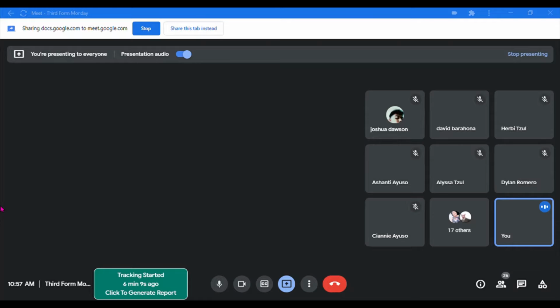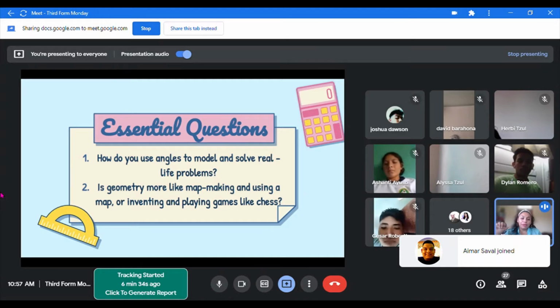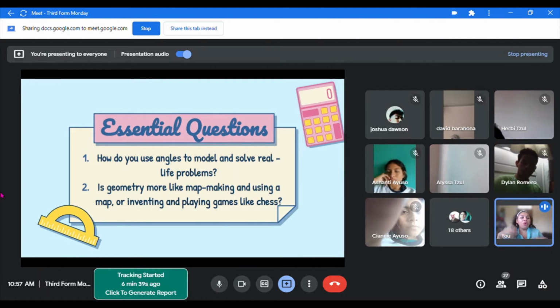Our essential questions, and remember, we are already in the second week of this unit. You have 2 more weeks to be gathering your answers for these essential questions, because on the last Friday, you need to answer them. How do we use angles to model and solve real life problems? Is geometry more like map making or using a map? Or is geometry more like inventing and playing games like chess?